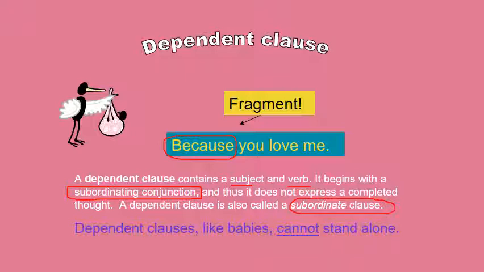So dependent clauses, like babies, cannot stand alone. They are like babies. They cannot stand alone. They need help and they need support. And who supports the dependent clauses? The independent clauses. So in brief, the dependent clause starts with a subordinating conjunction and contains a subject and verb, but it doesn't give a complete idea, so it needs help. Who helps the dependent clause? Here comes the function of the independent clause to help the dependent clause and to support it.